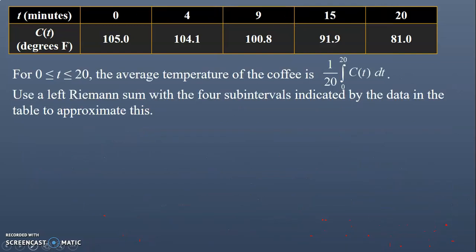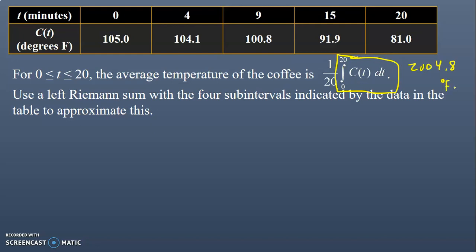So this is what you would actually see on the AP exam because the units will make more sense here. Instead of just the definite integral, we've got this 1 over 20 out front, and it says that the average temperature is 1 over 20 times this integral. Use a left Riemann sum with the 4 subintervals indicated to approximate this. So we already calculated the value using a left Riemann sum of the definite integral, and we got 2004.8.